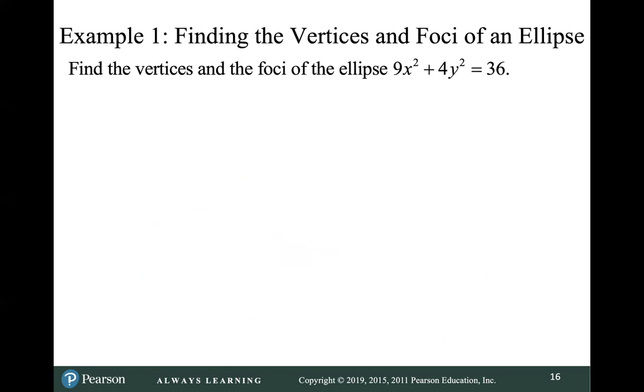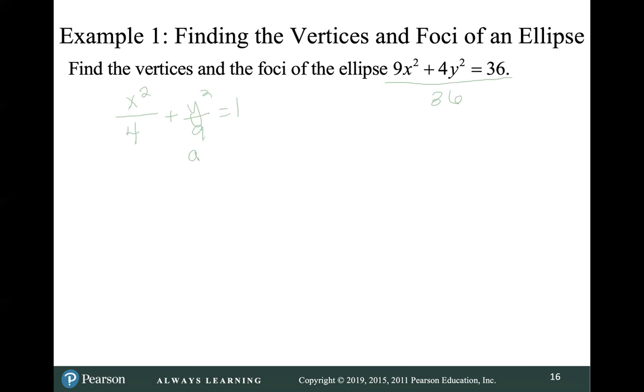So let's look at applying some of this. We want to find the vertices and foci of an ellipse, and we are given just the equation. So the first thing to do, we saw this in our practice, is we want to set this up into our standard notation. And to do that, we want to set it equal to 1. So we're going to divide everything by 36. So we get x squared over 9 divided by 36 is 4, plus y squared over 4 divided by 36 is 9, equals 1.